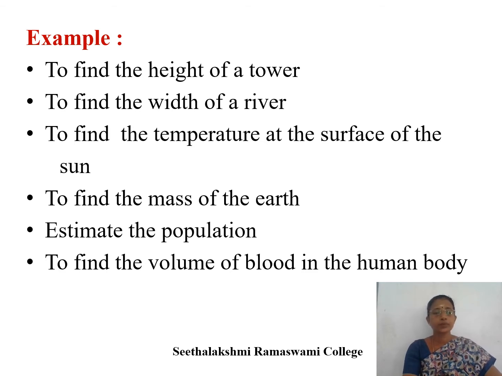So we try to express the height of a tower in terms of some distances and angles which can be measured on the ground. For the second one, we try to express the width of the river in terms of some distances and angles which can be measured on our side of the river. For the third one, we try to express the temperatures at the surface and the center of the sun in terms of the properties of light received from its surface. Then for the fourth one, we try to express the mass of the earth in terms of known masses and distances.